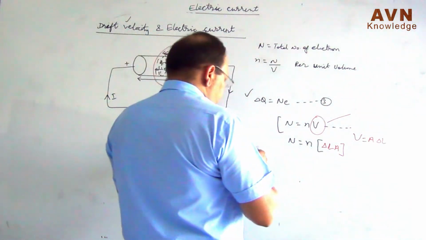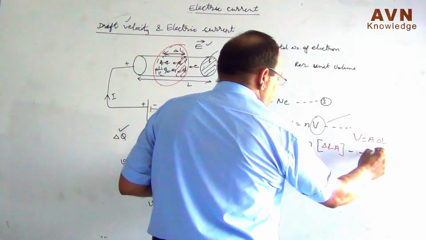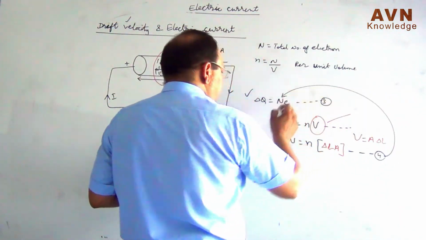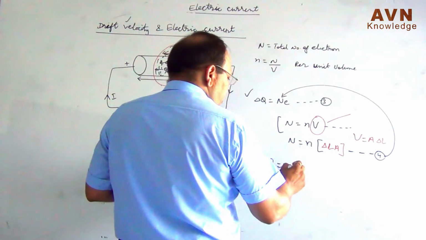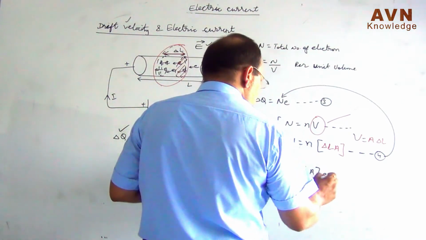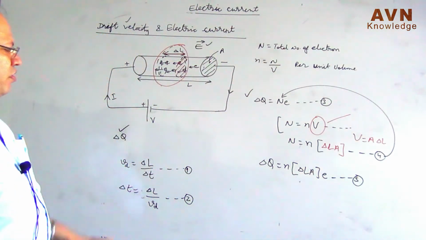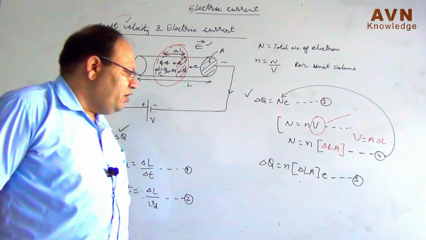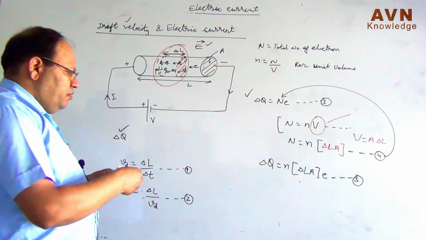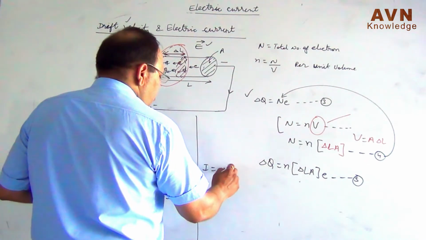So the total number of electrons capital N will be small n multiplied by delta L into A. Putting this value in the quantity, delta Q equals n delta L A multiplied by e. This is equation 5. So we have calculated the charge and the time. And what is the definition of current? Current is delta Q upon delta T.